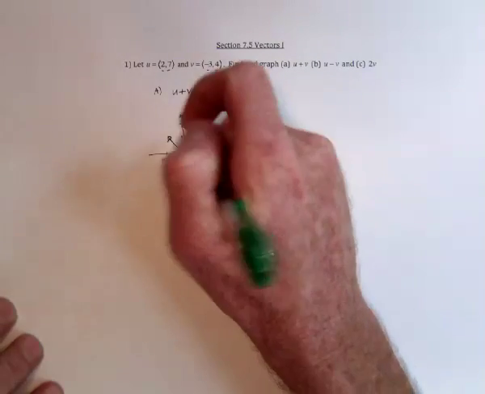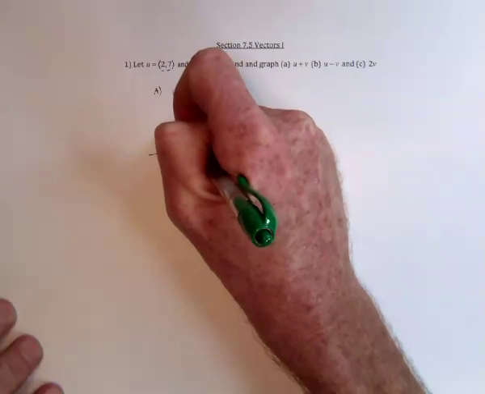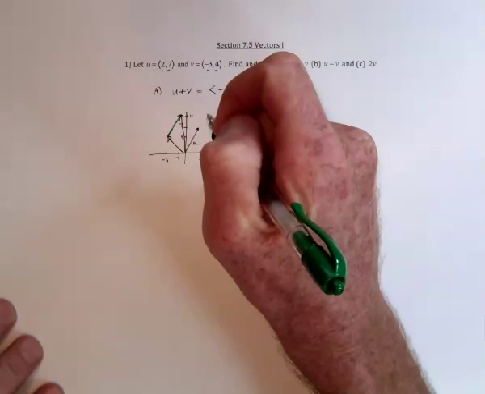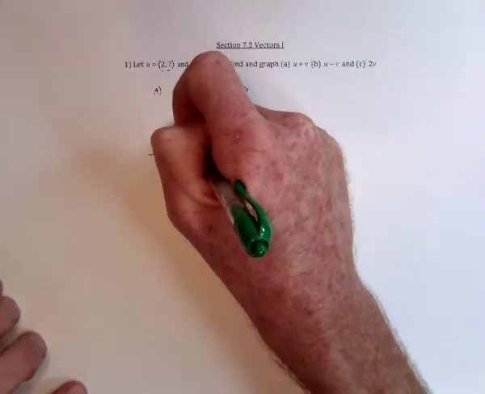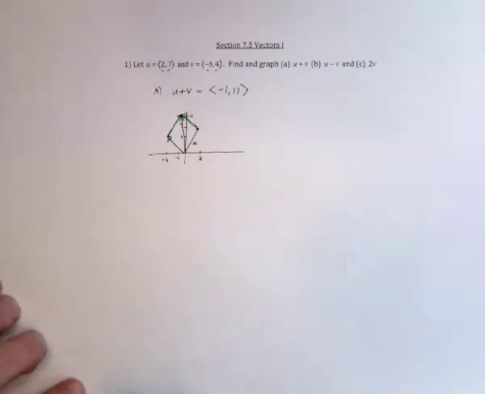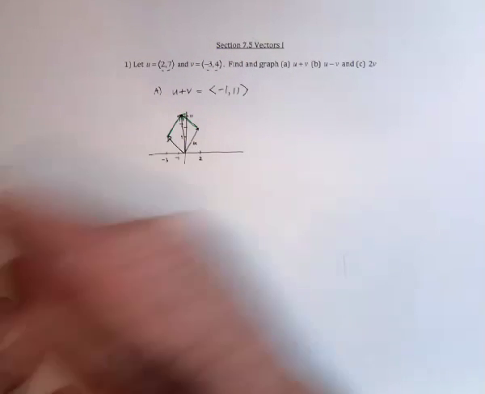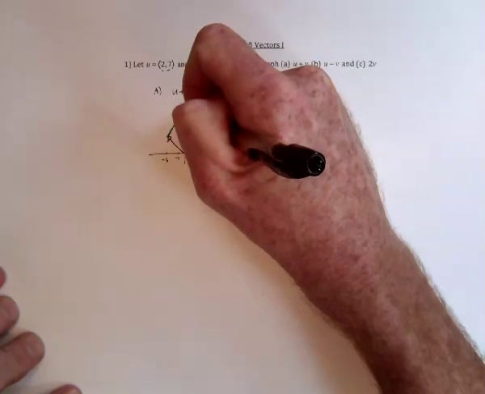So just make one that's parallel to this, and that would be this. And likewise here, make one that's parallel to this, and what it makes is a parallelogram. And when you add the two vectors together, what you're getting is the diagonal of the parallelogram.